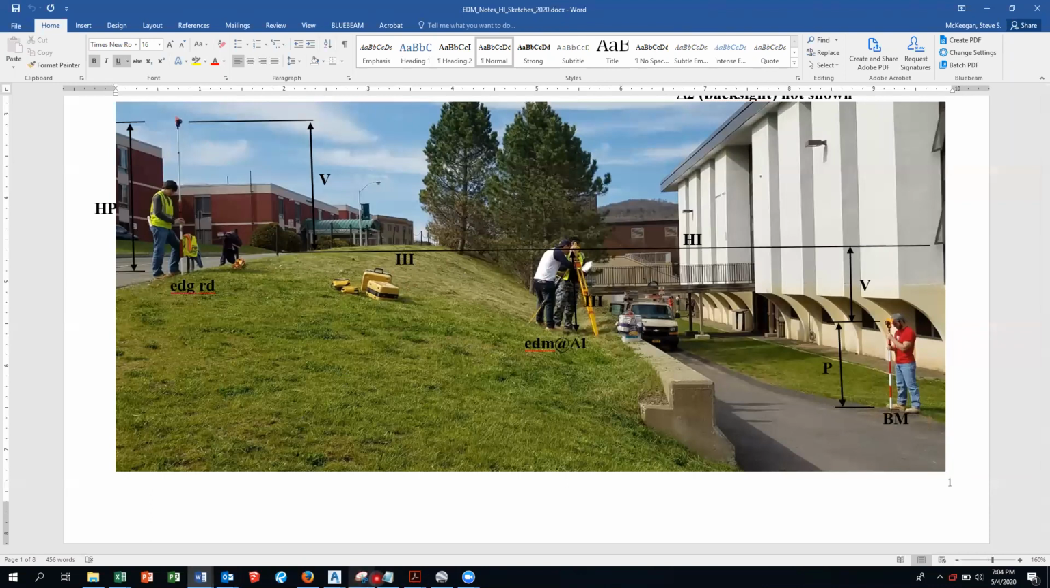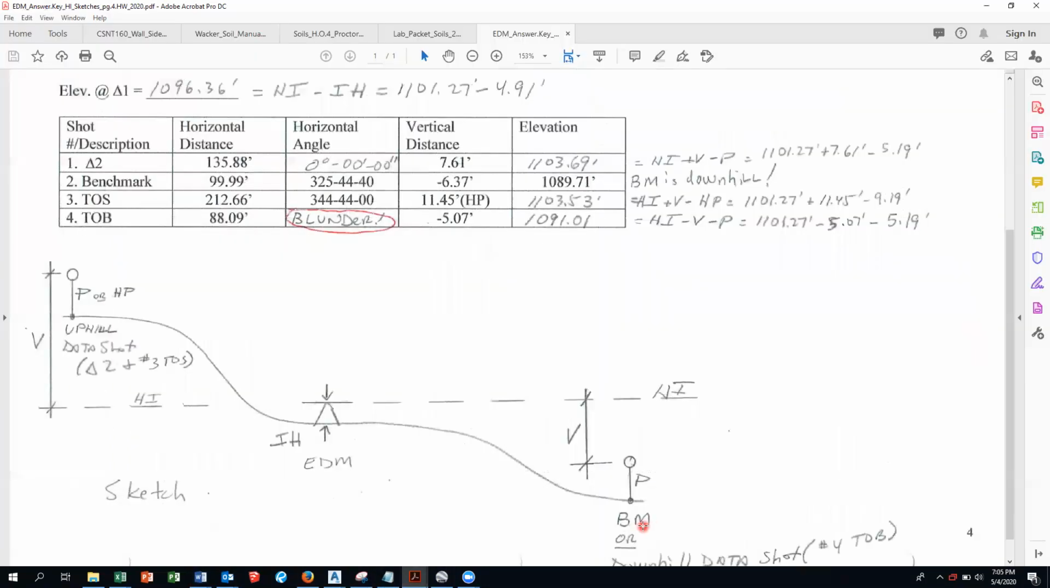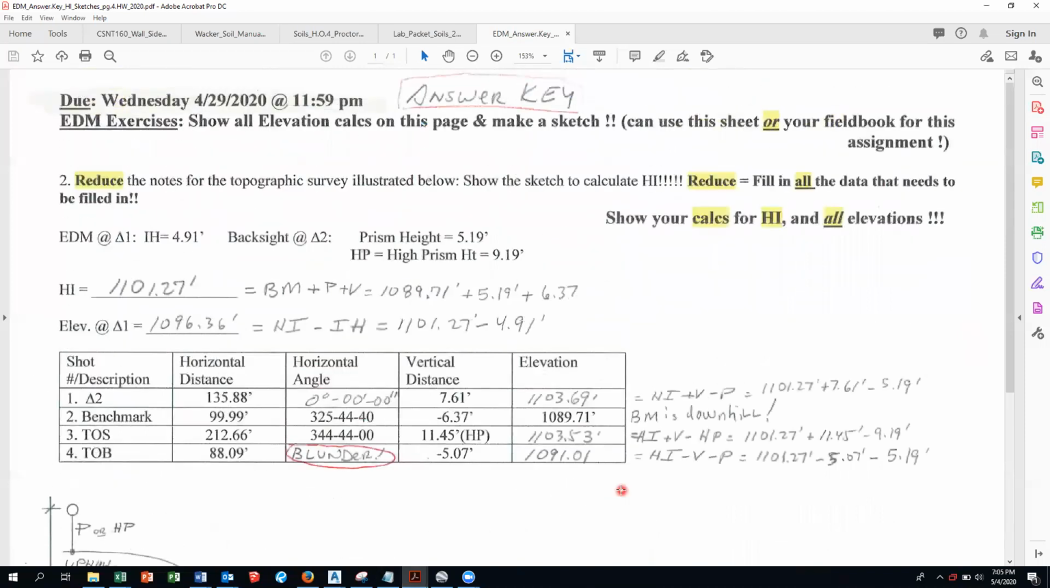So let's go back to the PDF. Okay. First of all, this has got to be 0. This should have been written as 0, right? Because your back sight is delta 2. And this had no data in it, which means that it's a blunder. I think maybe 2 people got that right. So we had talked about that earlier.